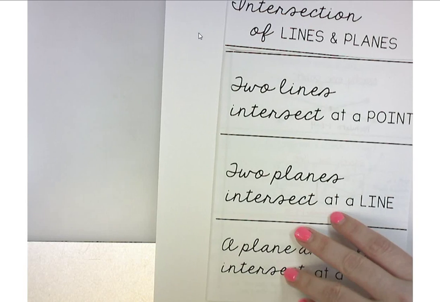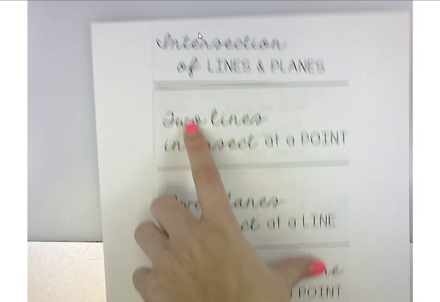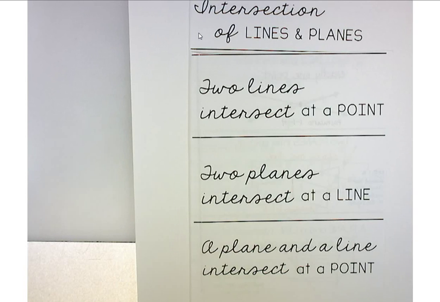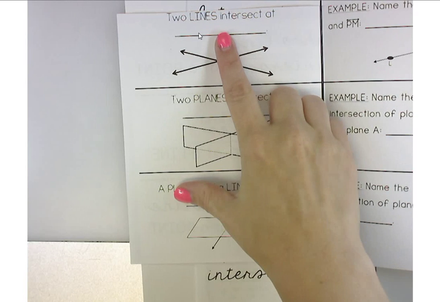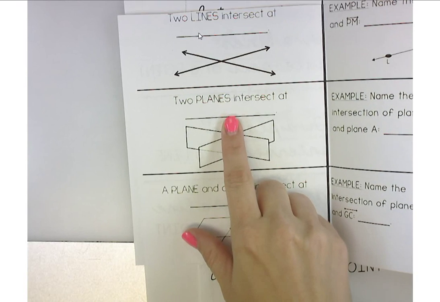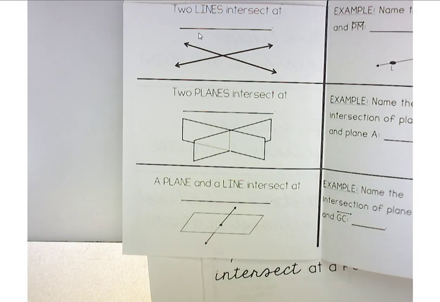Okay, so what I want you to do is I want you to open this up. And then whatever is written on the outside, you're going to see that's going to help you answer the questions on the inside. So when you look at the inside, it says 2 lines intersect at blank. I want you to fill in the blank. 2 planes intersect at blank. I want you to fill in the blank. A plane and a line intersect at blank.